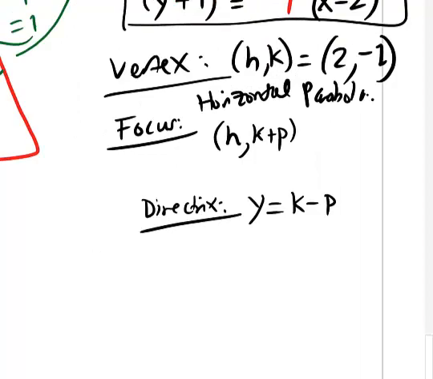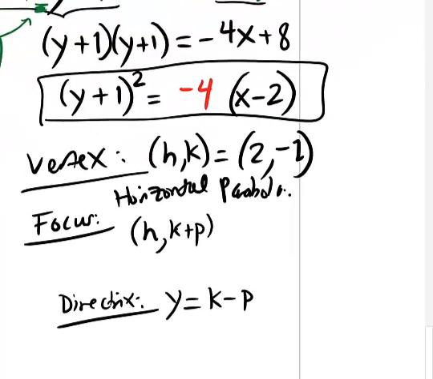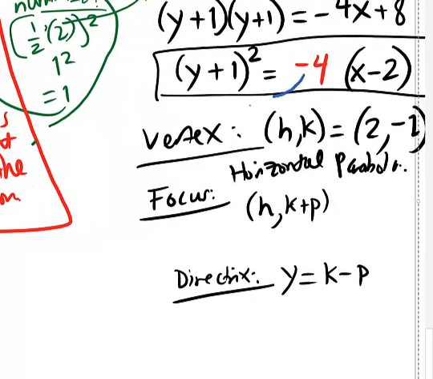So I'll fill those in once I find p, but p we find the same way now that I've done all that work. P should be found by setting the coefficient of x equal to 4p.